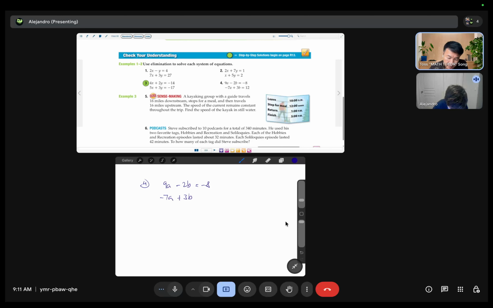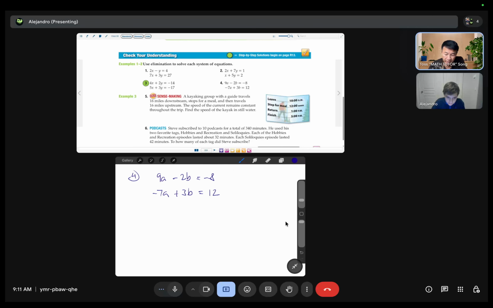Okay, so I'll ask you then, which variable, A or B, you want to eliminate? That's why they call it elimination. What do you think? Do you want to get rid of the A or the B? I have my opinion, but I'll let you go first. We can get rid of the B. Yes, I would. That's my pick also.